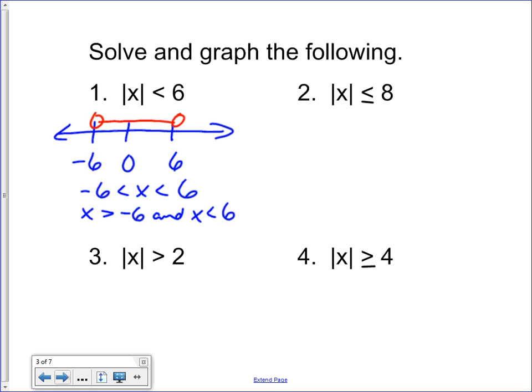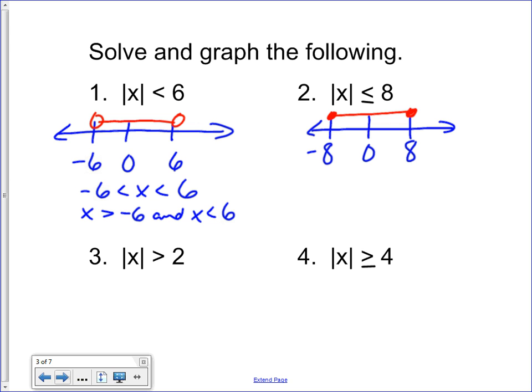Okay, if I look at number 2, it's a very similar problem. However, now it says the absolute value of x is less than or equal to 8. So now we're thinking what numbers are less than or equal to 8 away from 0. So here's my 0 in the middle, and my boundaries are a negative 8 on this side and a positive 8 on this side. What would I have? I'd have two closed circles, because now it could be an 8 or a negative 8. So I've got two closed circles, and now it would be all these numbers in here.